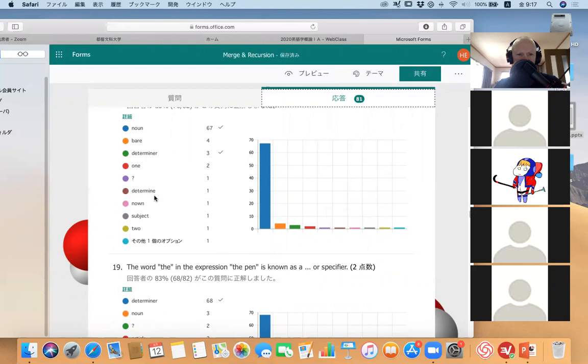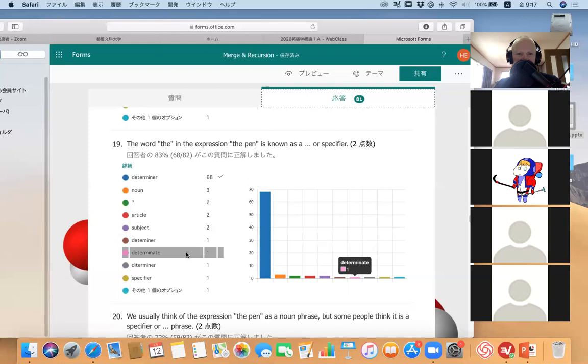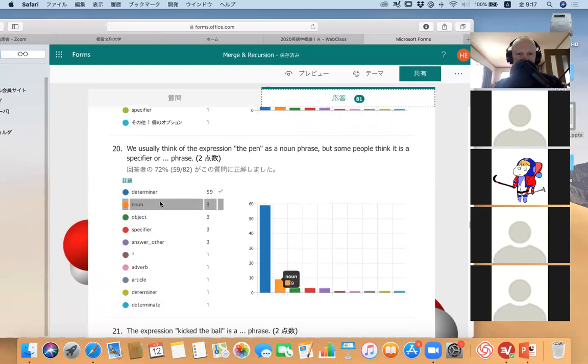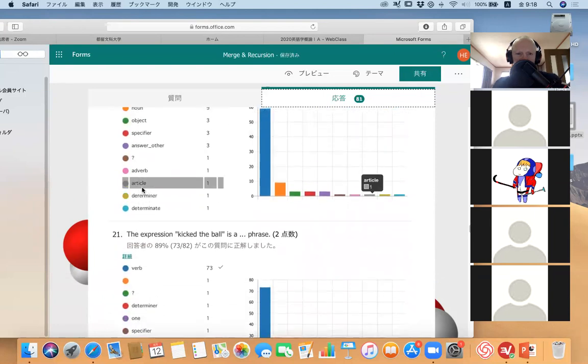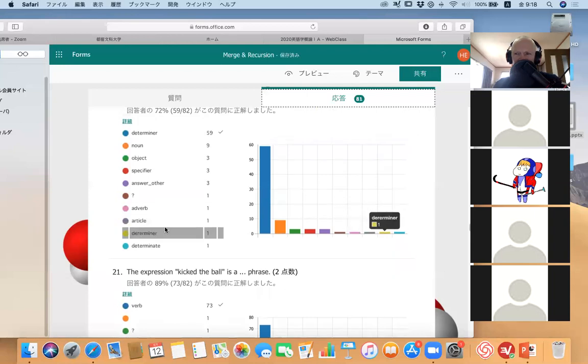Be careful spelling. Okay. And the word the in the expression the pen is known as a determiner or a specifier. Okay, determiner. Most people getting that right. The pen is a noun phrase, but some people think it is a specifier or determiner phrase. So I would say it's a noun phrase. Obviously, the pen is a noun phrase, but some people think it's a specifier phrase or a determiner phrase. Article phrase, no. I mean, not really, right? Because I know what you mean, right? I mean, an article is a kind of specifier or a kind of determiner.